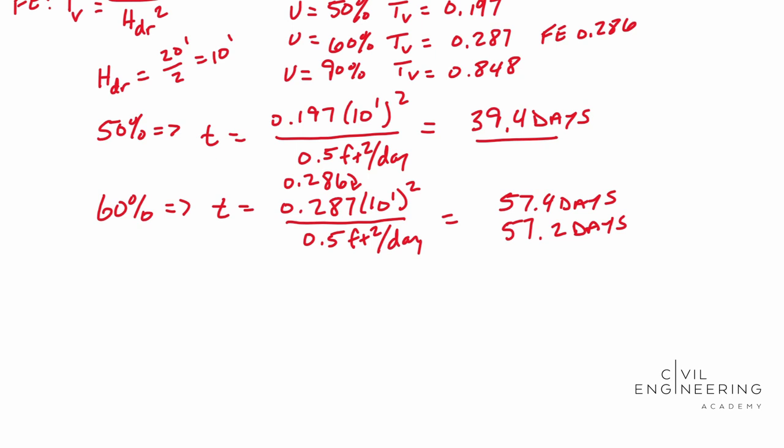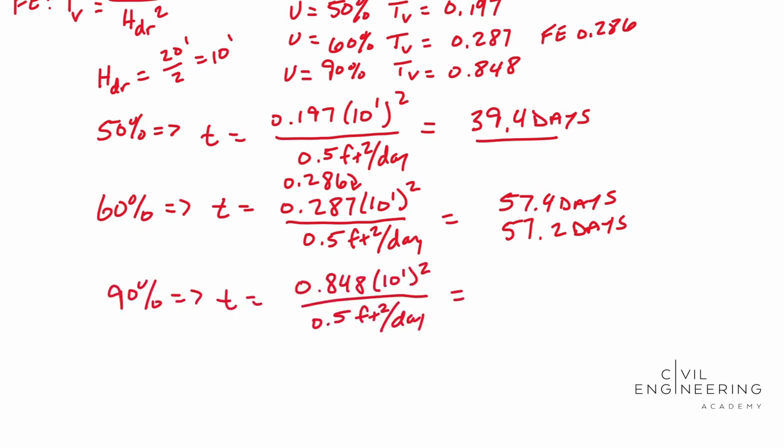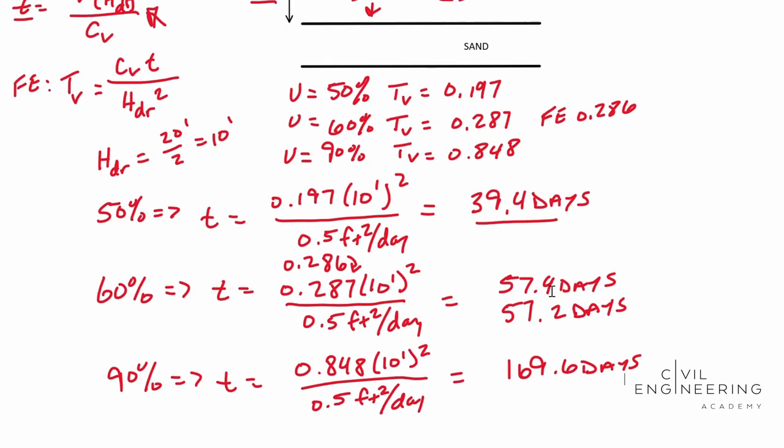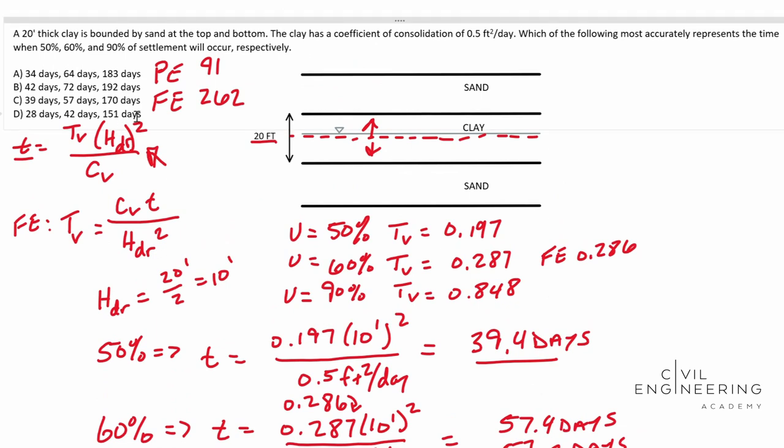So let's move forward with 90%. For 90%, I ended up with 169.6 days. All right, so let's see what answer that is. I got 39, 57, 170. Boom, it's C.